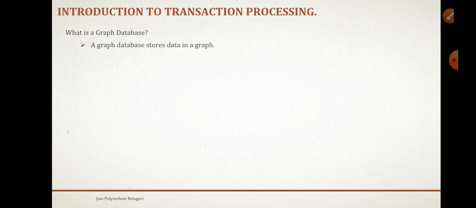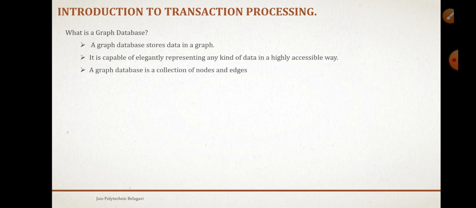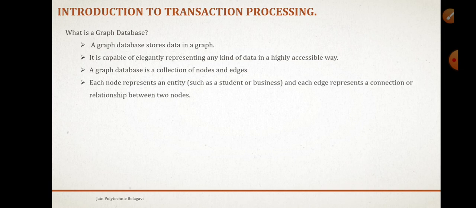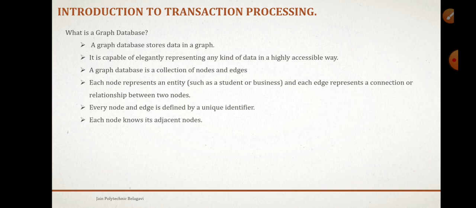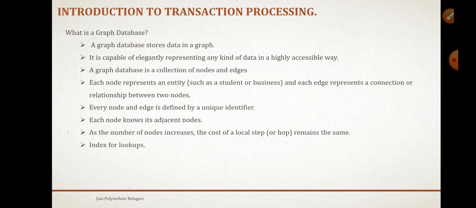What is a graph database? A graph database stores data in a graph. It is capable of elegantly representing any kind of data in a highly accessible way. A graph database is a collection of nodes and edges. Each node represents an entity and each edge represents a connection or relation between two nodes. Every node and edge is defined by a unique identifier. Each node knows its adjacent nodes. As the number of nodes increases, the cost of a local step remains the same. Index for lookups. So this is about the graph database.